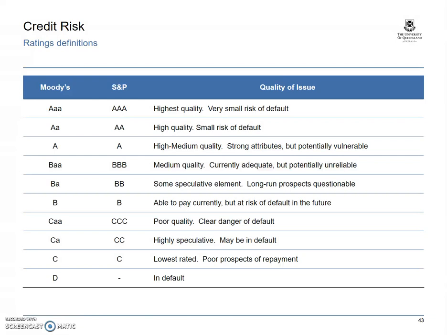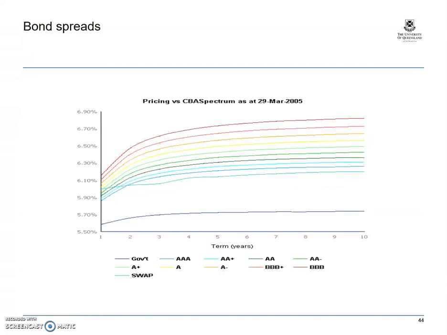Triple C, according to S&P, or Caa, according to Moody's, is poor quality and clear danger of default. And below that, it's highly speculative, and a D for Moody's is in default, or a dash for Standard & Poor's. Again, the bond will be in default.